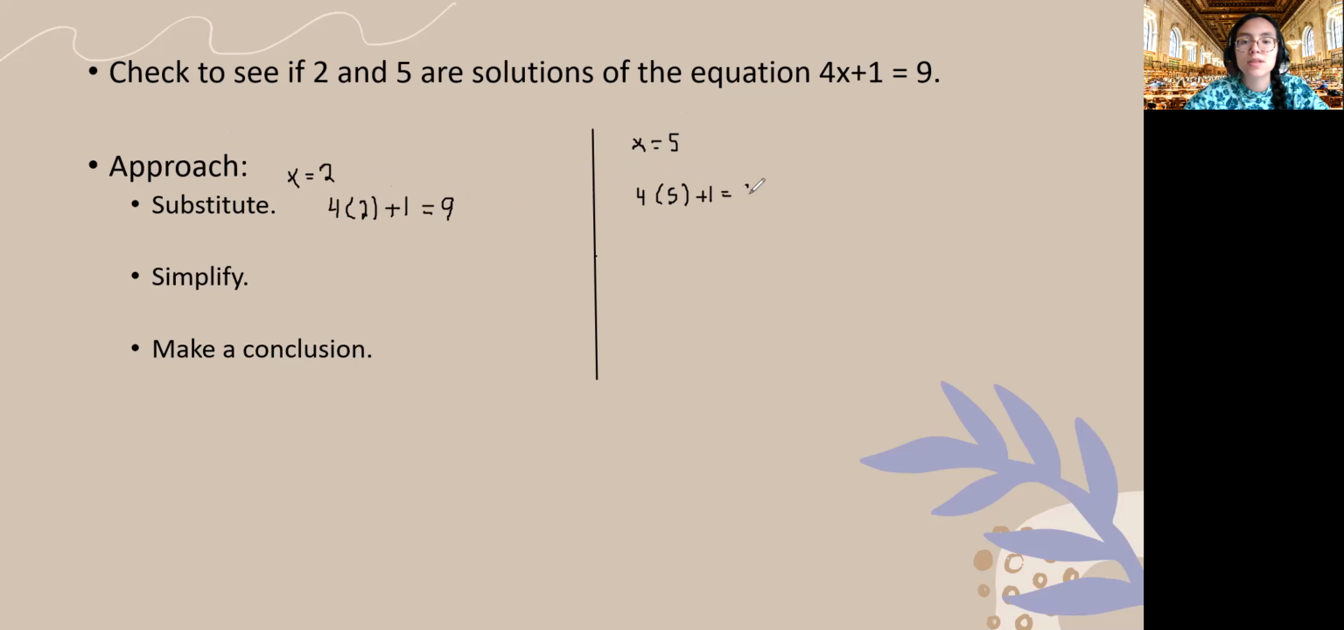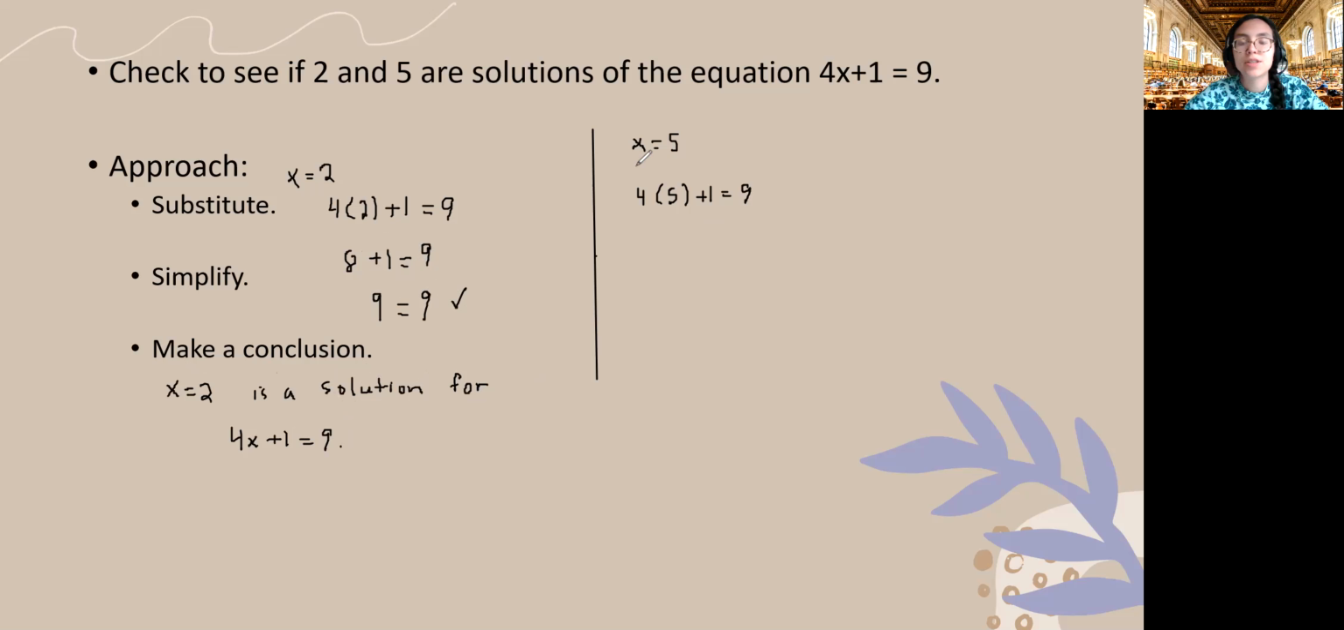I'm going to work on the left side. 4 times 2 will give me 8, plus 1, and that is supposed to equal 9. 8 plus 1 is 9, and yes, in fact, that is equal to 9. So my conclusion is that x equal to 2 is a solution for 4x plus 1 is equal to 9.